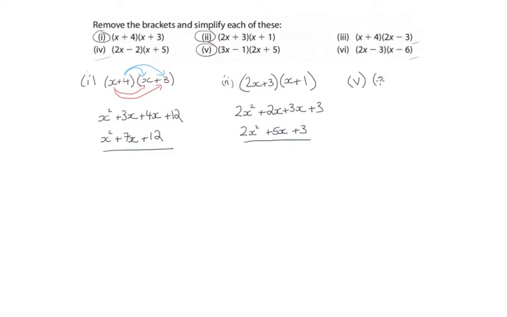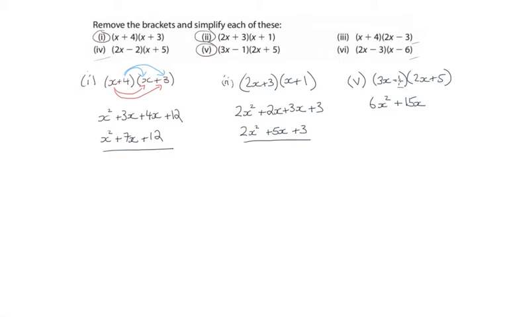and we have 3x minus 1 multiplied by 2x plus 5. So 3x multiplied by 2x, so 2 3s are 6, and x by x is x squared, so it's 6x squared. And then 3x multiplied by 5. 5 by 3 is 15, so it's 15x. Now here is a tricky bit.